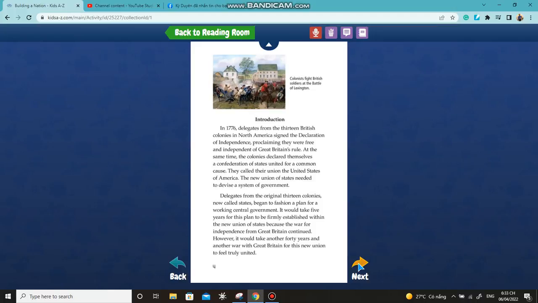Delegates from the original 13 colonies, now called states, began to fashion a plan for a working central government. It would take 5 years for this plan to be firmly established within the new Union of States because the War of Independence from Great Britain continued. However, it would take another 4 years and another war with Great Britain for this new union to be truly united.